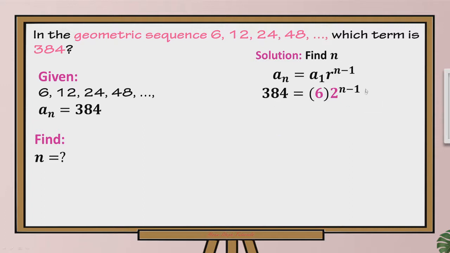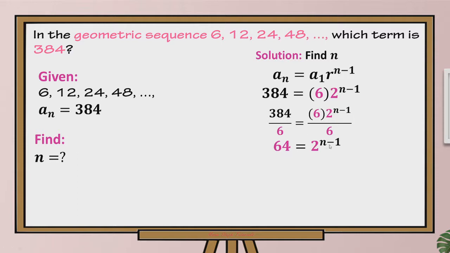So, since nandito yung n na variable, we will operate in this side. So, hindi muna natin i-multiply ang 6 at 2 kasi 2 has an unknown exponent which is n. So, ang gagawin natin is i-eliminate muna natin yung 6 sa side na to. We will divide both sides with 6. Kaya ito, 6 divided by 6 magiging 1. Kaya, on this side, we are left with 2 raised to n minus 1. And on this side, 384 divided by 6, that is 64.